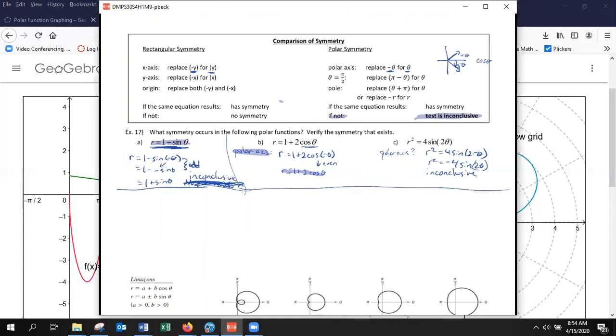All right, let's jump into the second type of symmetry. So here I did my polar axis symmetry. Let me change colors. Now we're going to look at theta equals pi over 2 symmetry.